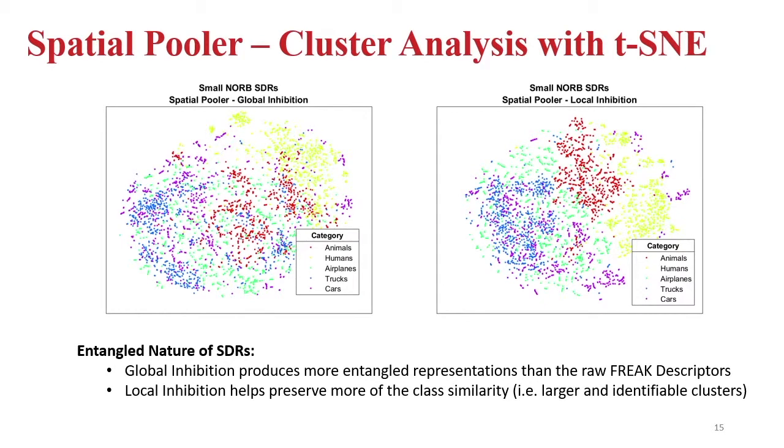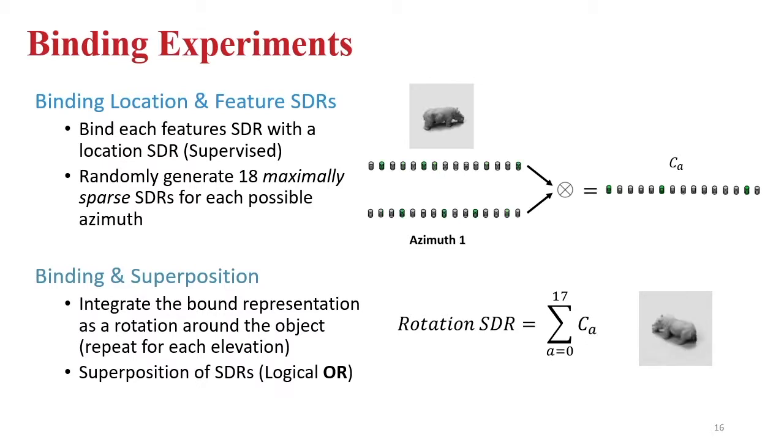So now that we have vectors that are capable of being bound, we ran two experiments to demonstrate this. The first experiment was binding various features with their corresponding azimuth, or viewpoint, around the object. We generated these location vectors, we just randomly generated them. They are maximally sparse as well, and we bound them together into a bound representation.